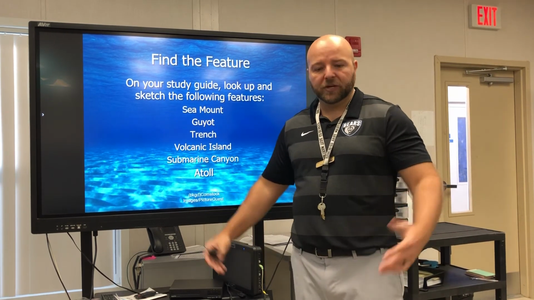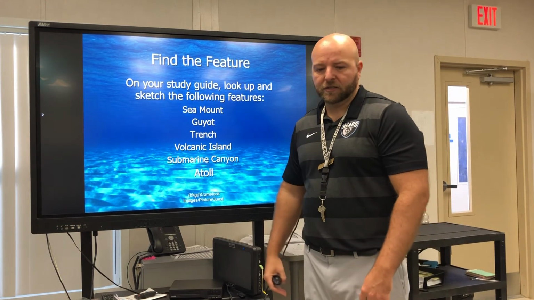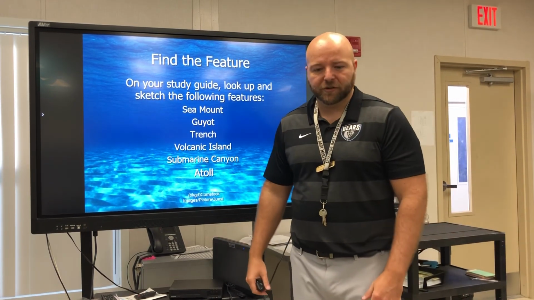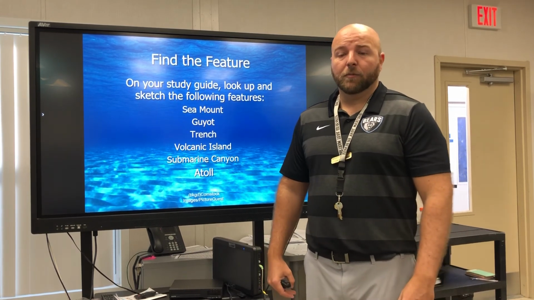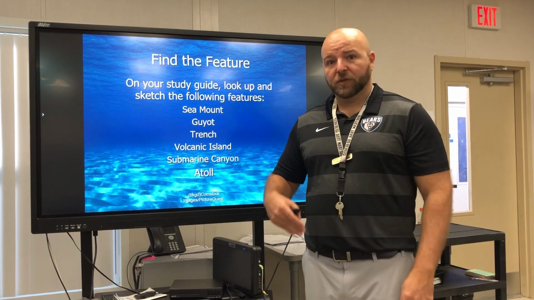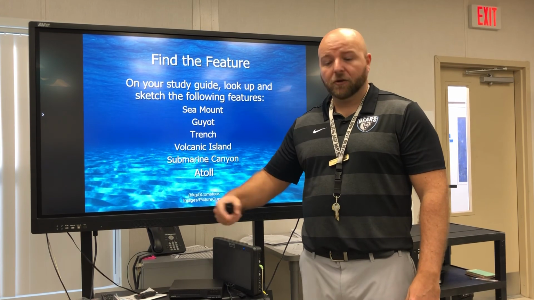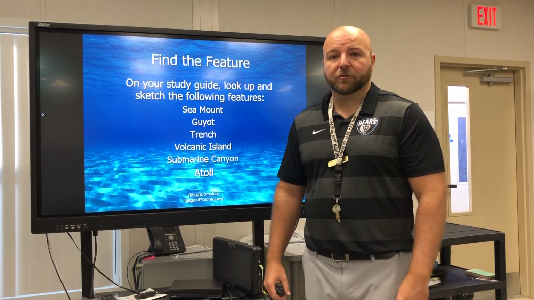So you're going to independently look for seamount, guyot, trench, volcanic island, submarine canyon, and atoll. Hopefully those are all on your sheet if I did it correctly. So find a definition for those, and sketch them out real quick. Most importantly, make sure that if you were to see a picture of one, you would be able to identify it and say, okay, that's a seamount, that's a guyot, that's an atoll. And make sure that you can tell the difference between these different seafloor features.